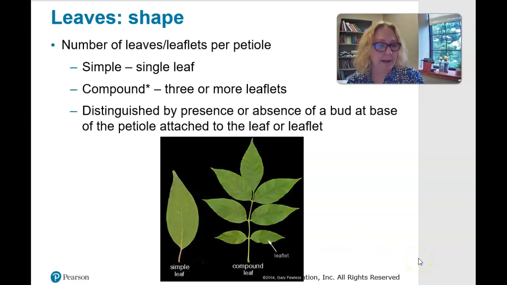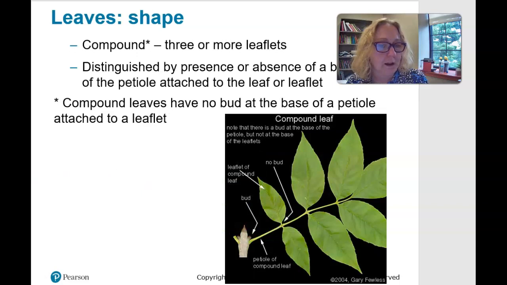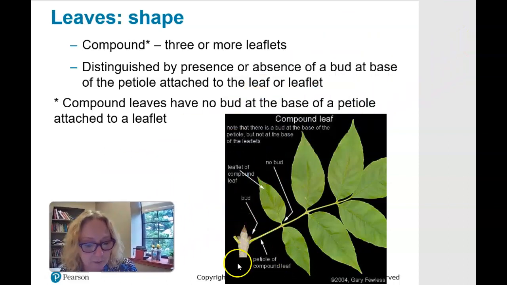Okay, we have simple and compound. A simple leaf is just one leaf. A compound leaf has 3 or more leaflets. So this is the whole leaf, and it's called a compound leaf. It's distinguished by the presence or absence of a bud at the base. So here's the bud, and it produces a petiole with a compound leaf. Compound leaves have no bud at the base of a leaflet. It's attached to the petiole.